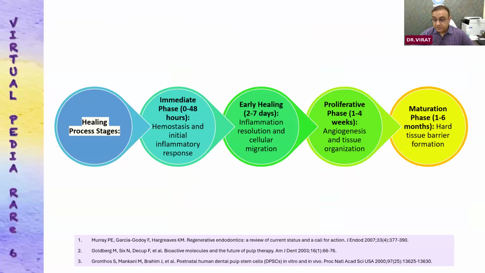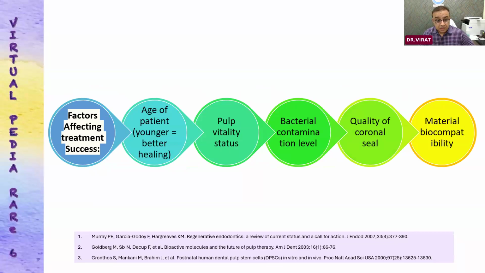How does the healing progress? In the immediate phase, there is hemostasis and initial inflammatory response, which occurs within 0 to 48 hours. In the next 2 to 7 days, resolution of the inflammation occurs and cellular migration happens. Then comes the proliferative phase, in which angiogenesis and tissue organization occur. And last is the maturation phase, which is within 1 month to 6 months, wherein the hard tissue barrier formation occurs.